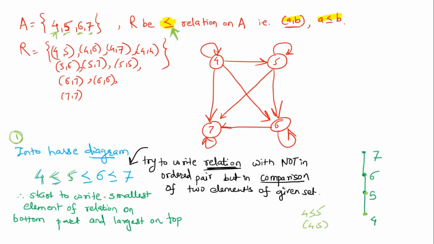We will start to write the smallest element of the relation on the bottom part and the largest element on the topmost part. Why? Because our relation is less than or equal to.